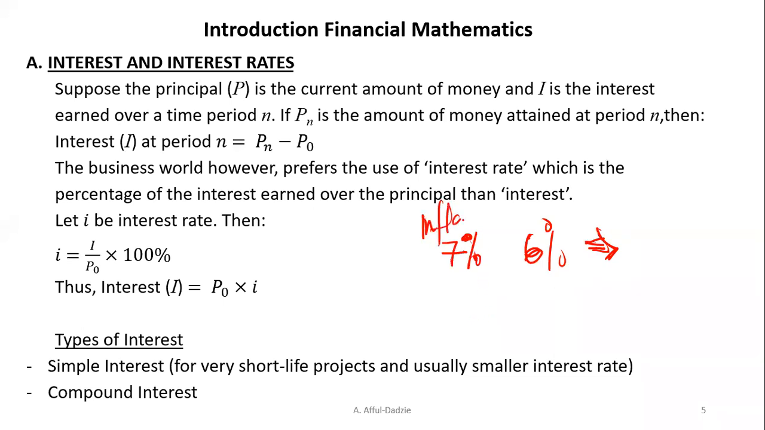Inflation is 7%. Then interest on the fixed deposit is 6%. What is the return? How much in percentage terms? How much are you getting on your investment? -1. You're getting -1.